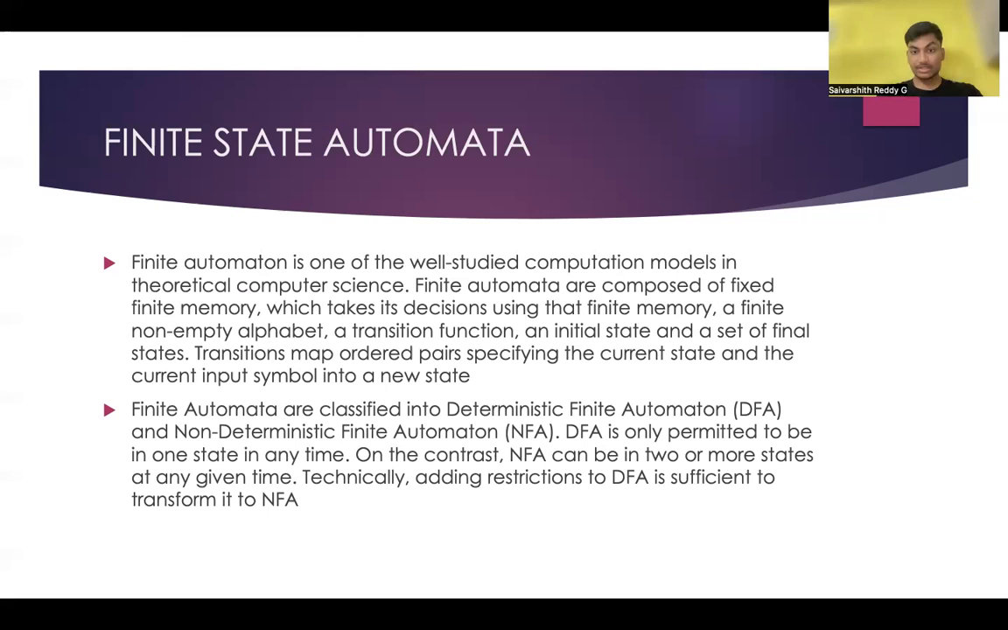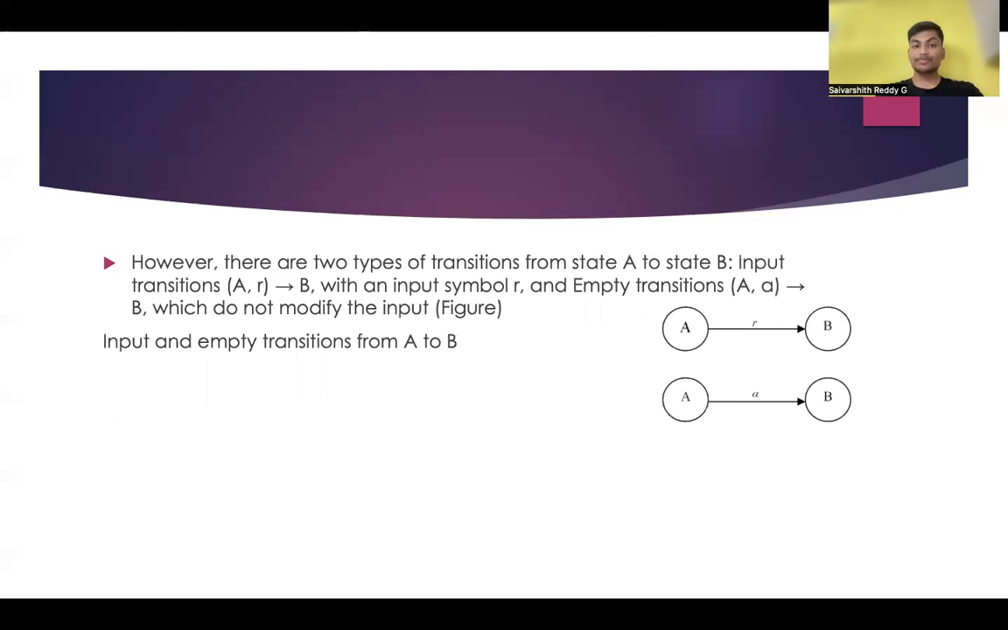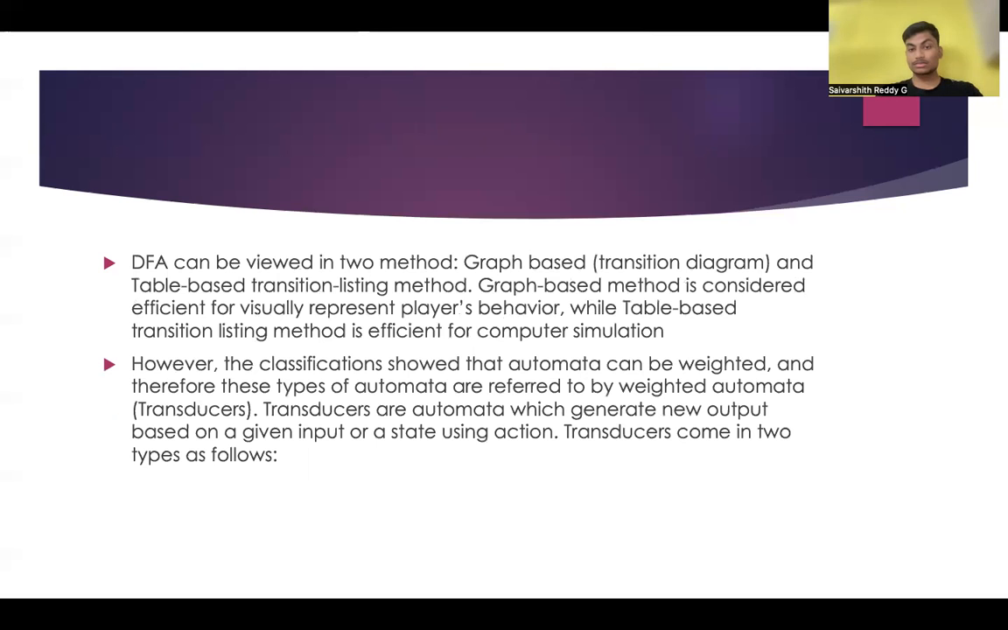Finite automata are classified into deterministic finite automata and non-deterministic finite automata. The DFA is permitted to be in only one state at any one time. In contrast, the NFA can be in two or more states at any given time. Technically, adding restrictions to a DFA is sufficient to transform it into an NFA. In the given example, R is taken as input at A to go to B, and alpha is taken as input at A to go to B.